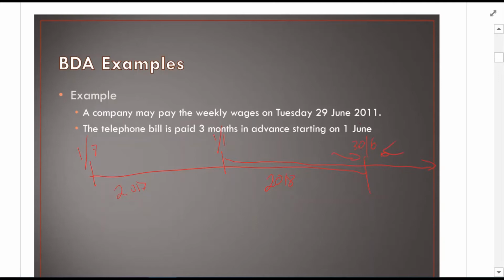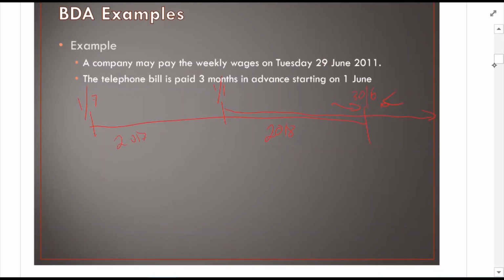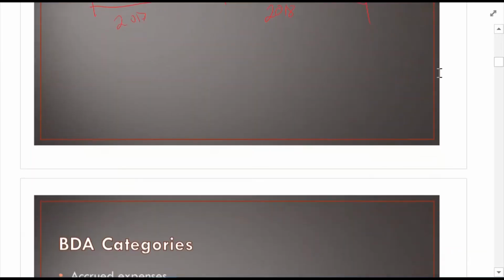So then we can ascertain how much of our profit belongs there, and it's more accurate. Sometimes we get examples such as telephone bills, which we'll go through in a moment. That's probably the most common one. We pay them in advance. Right? And sometimes weekly wages can be a bit tricky as well. So let's just go down to the next one. We'll go through a few examples.